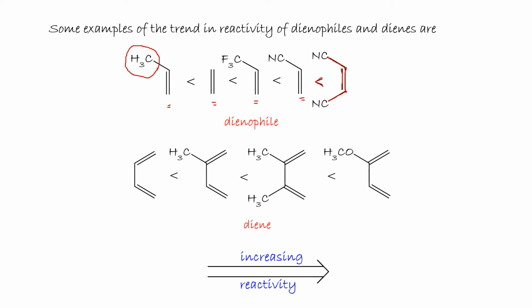In the diene, we have found that the alkoxy facilitates, because it's an electron releasing group, pushing the electrons toward the diene system, making it electron rich. So this one is faster than the one with 2-methyl, and the 2-methyl is better than 1-methyl, and the 1-methyl is better than unsubstituted buta-1,3-diene. So the reactivity actually increases this way.